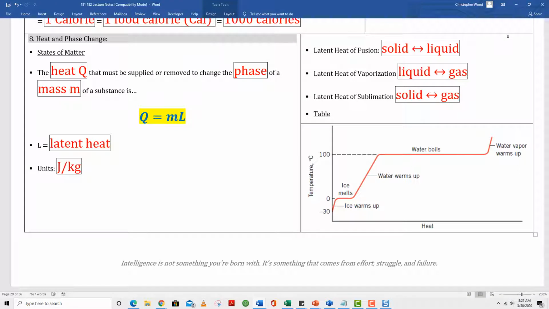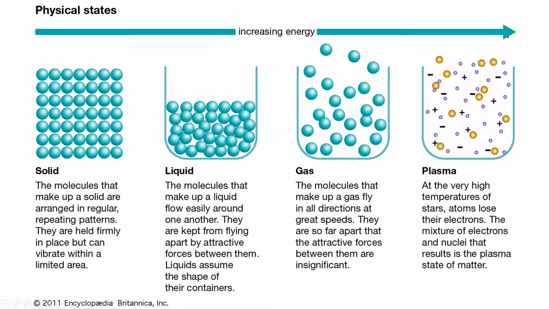Box 8, heat and phase change. This is the second of the two major sections in this chapter. Everyone knows about the states of matter. They're solid, liquid, gas, and plasma. We need to consider what happens from a heat flow point of view to change from one state to another. How much heat needs to be added to a solid to convert it to a liquid? How much heat needs to be removed from a gas to convert it to a liquid? And all other combinations. There are phase changes between solids and liquids, between solids and gases, and between liquids and gases.